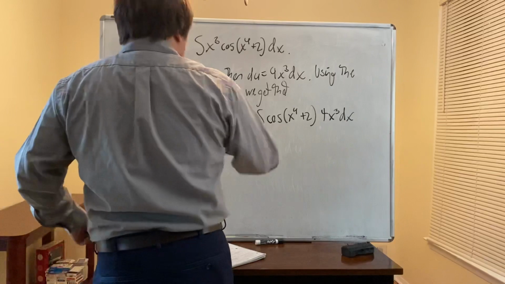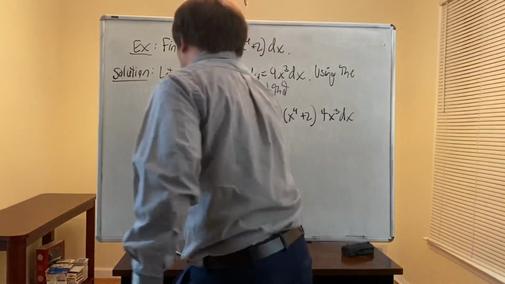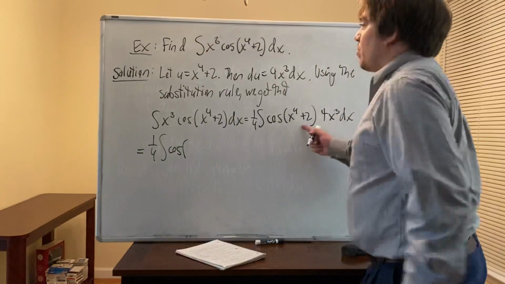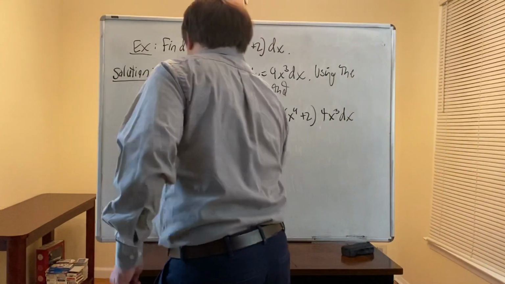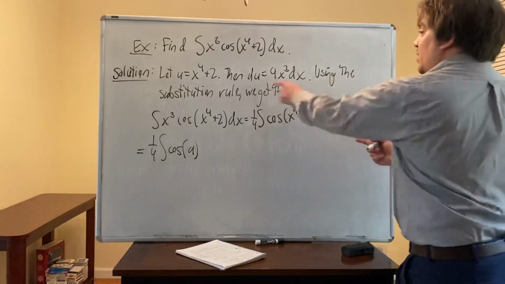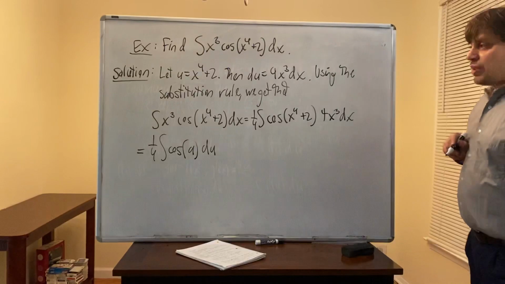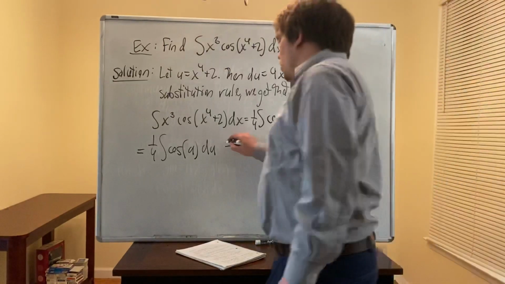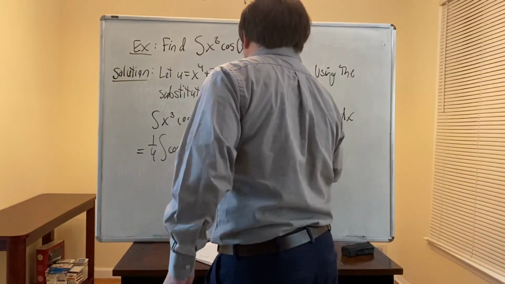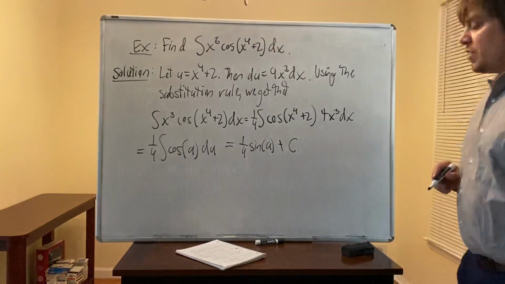This is equal to, looking at the way I've written this, 1/4 the integral of cosine of that. Well, what's x to the fourth plus 2? That's u. This is cosine of u. And then what's 4x cubed dx? That's du. So that's equal to 1/4 the integral of cosine of u du. And what's the integral of cosine of u du? It's sine of u plus c. So that's 1/4 sine of u plus c.